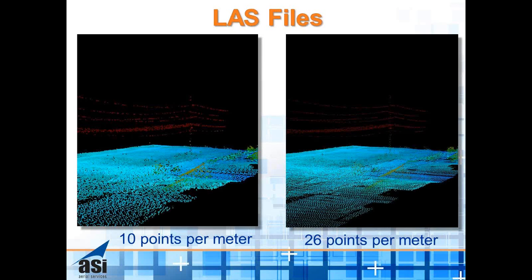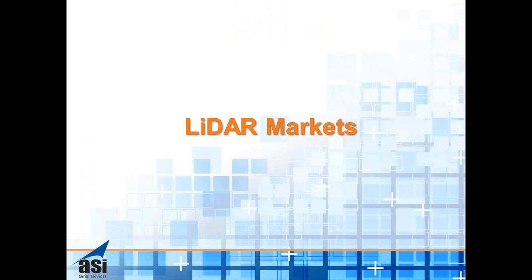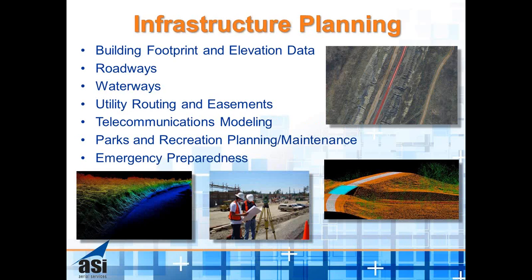When you look at an LAS file, the image on the right is 26 points per meter. The image on the left is 10 points per meter. So you can see how the more points you have, the better it is in the imagery.